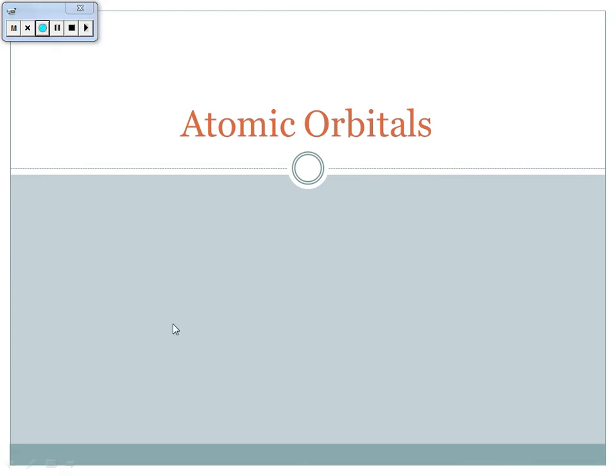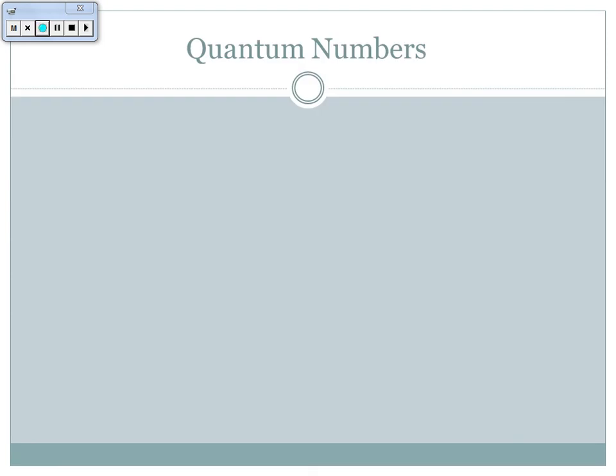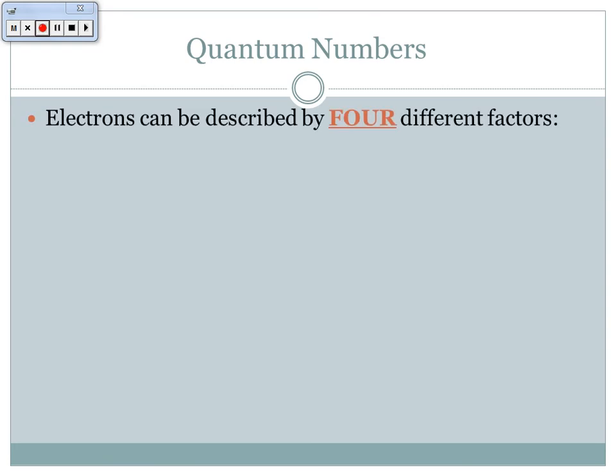Alrighty, hey guys, tonight we're going to be learning about atomic orbitals. Atomic orbitals are all about quantum numbers and defining electrons and trying to determine which electron you're talking about in an atom. Electrons can be described by four different factors, and these are called quantum numbers.